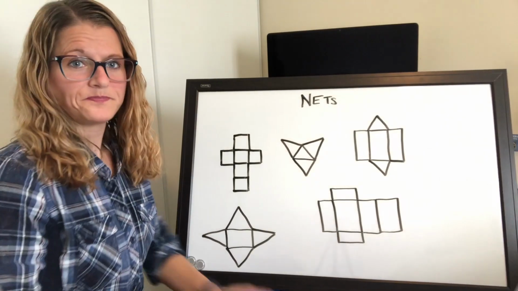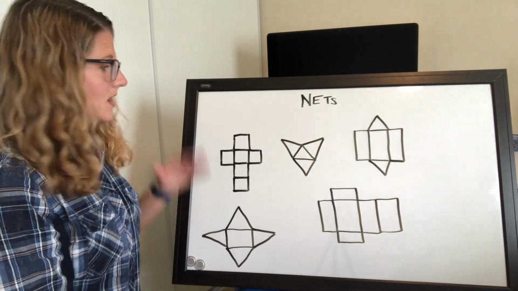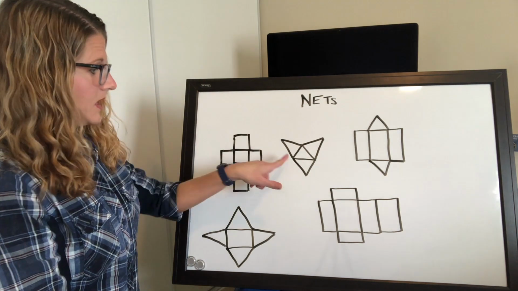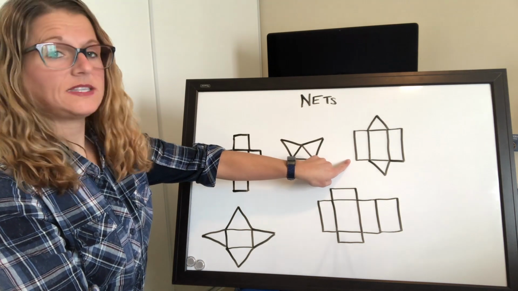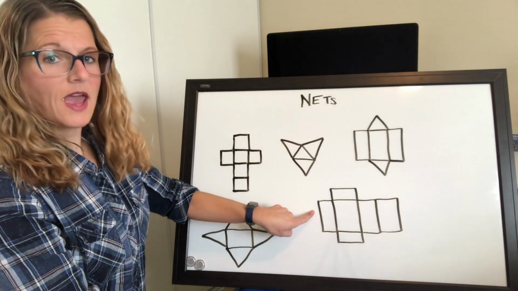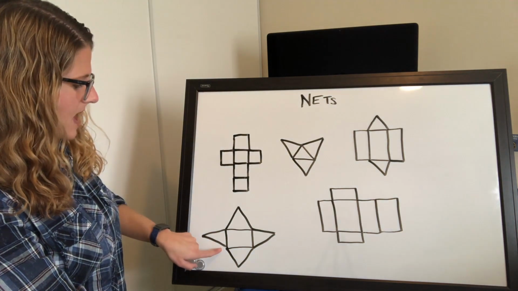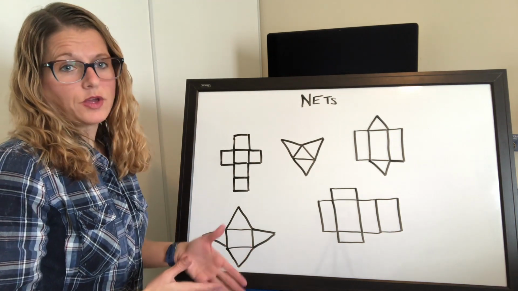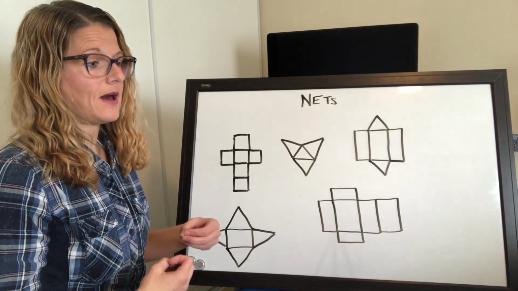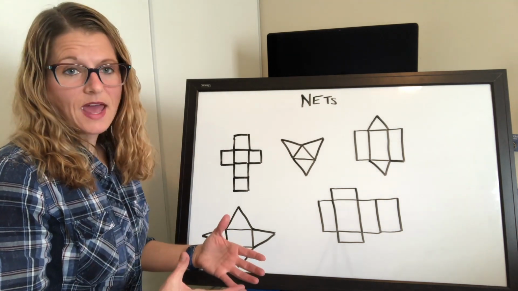So next I'm going to show you some nets, and nets are ways that we can take apart a 3D shape to help us find the surface area. So just hold on one sec and I will show you some nets. Okay guys, we have some pictures of some nets here. So here we have the net of a cube. Here we have the net of a triangular pyramid. Here we have the net of a rectangular prism, and then a rectangular pyramid. So this is how you can see how many sides, how many vertices, how many faces any of these 3D shapes have.